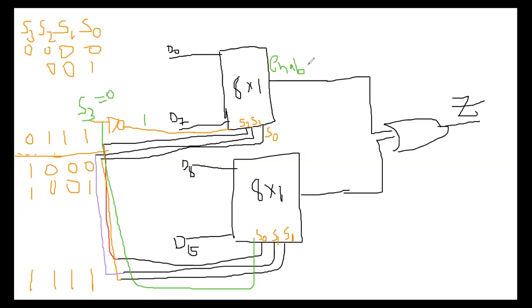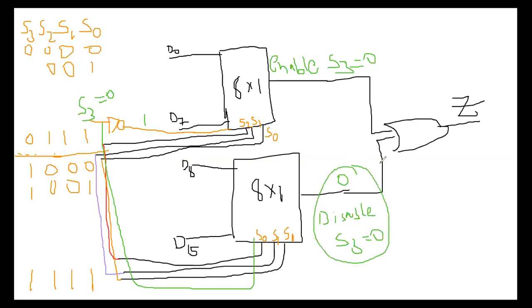Enable when S3 is equal to 0, and below it is a disable when S3 is equal to 0. Following my dear students, S3 is equal to 0 means its output is always 0 only. In this condition, this output is always 0, and here the output depends upon S0 and S1.